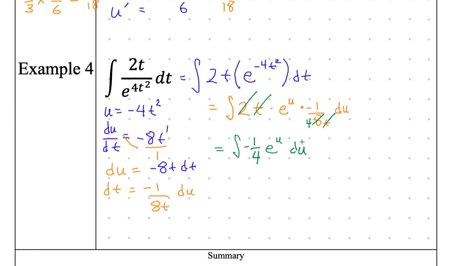Now we can take the antiderivative, which is really easy because it's e house. E house is super nice. The antiderivative is the same thing, negative 1/4 e to the power of u. But instead of writing u here, it feels like I'm wasting a step, so I'm going to go ahead and write negative 4t squared. Negative 4t to the power of 2. And don't forget your plus c.